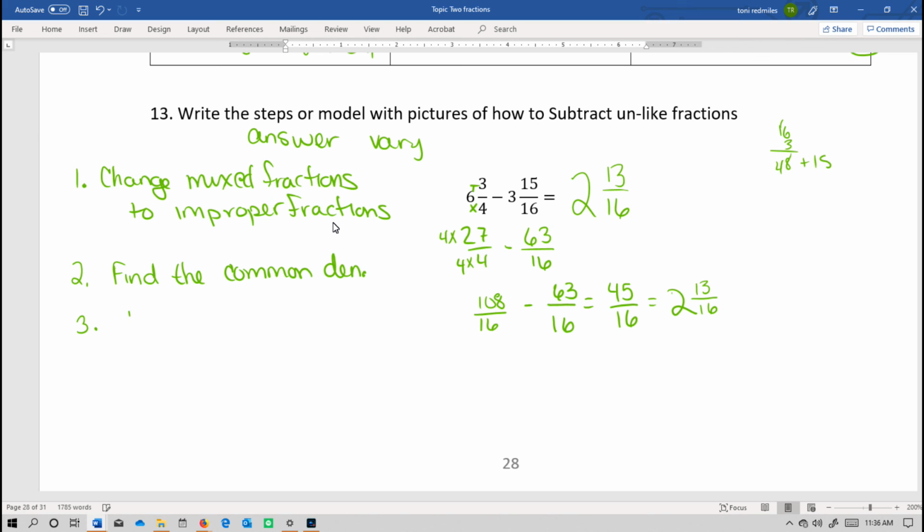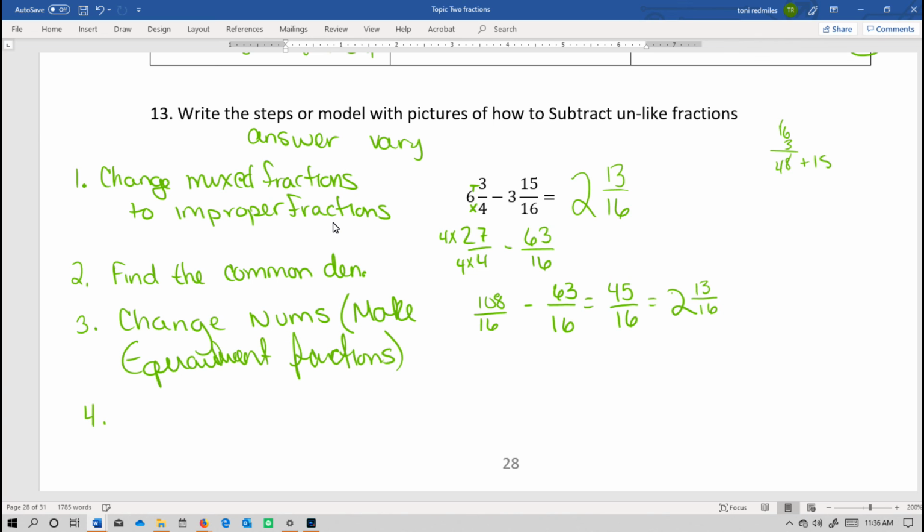All right, so I forgot some steps. Find common denominator, change numerators. And I'm going to put in here, make equivalent fractions. That's the super mathy way. And the last step is to subtract numerators, keep denominator. So just have something written down or modeled that kind of says that.